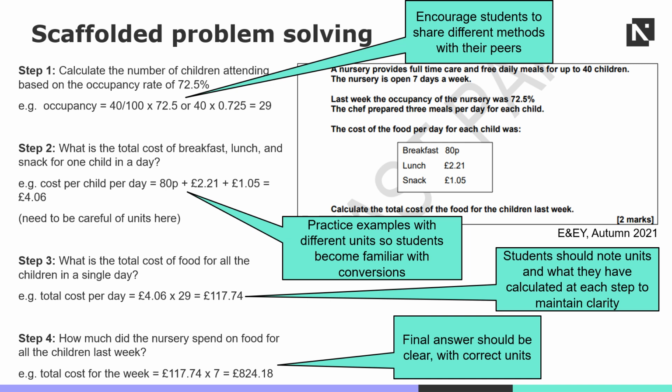And then finally, their final answer should be really clear, and it should also have the correct units. So make sure if you're dealing with money, it only has 2 decimal places. Otherwise, marks could be missed for that. Marks also could be missed for not including the pound sign.